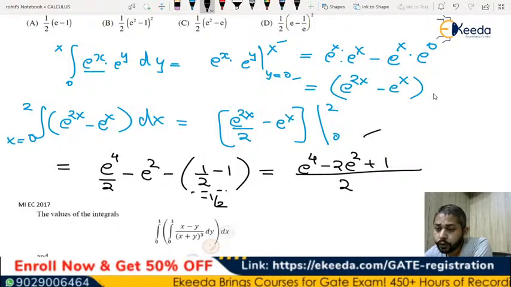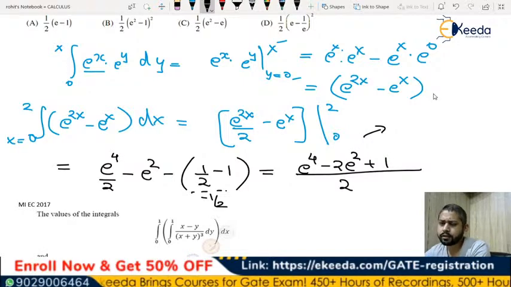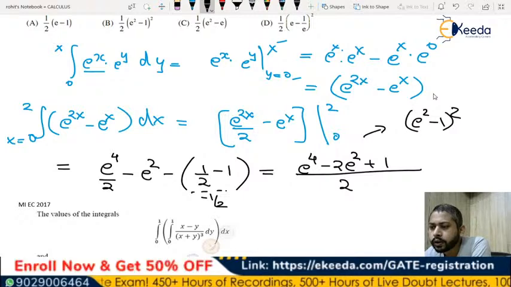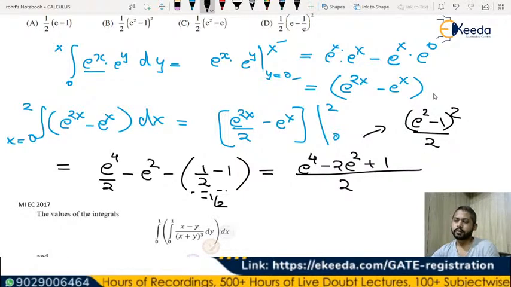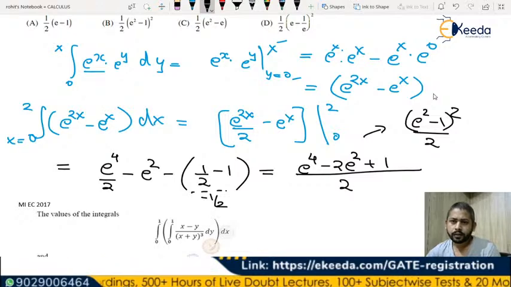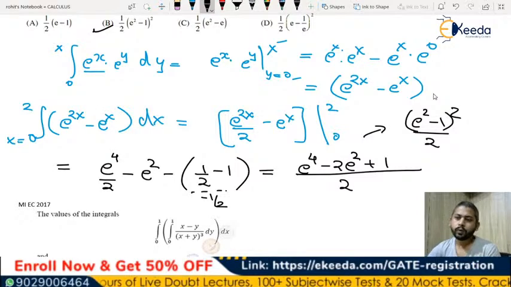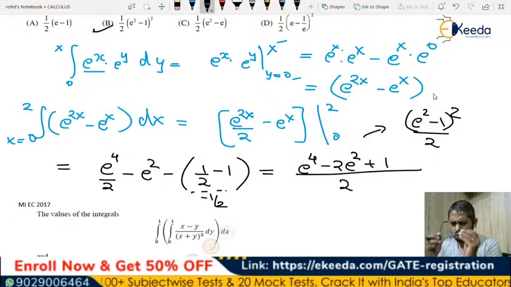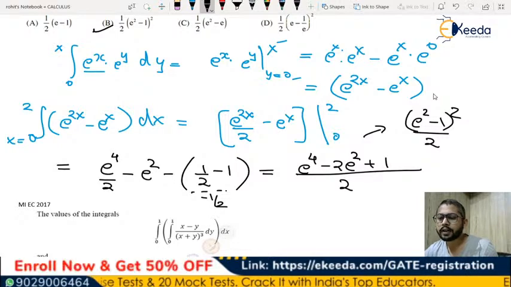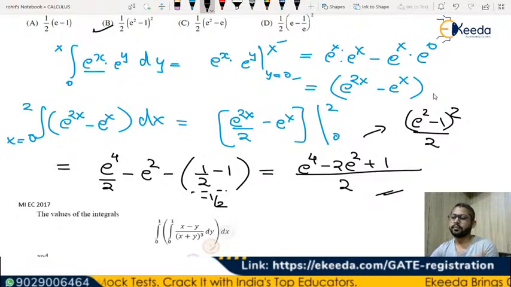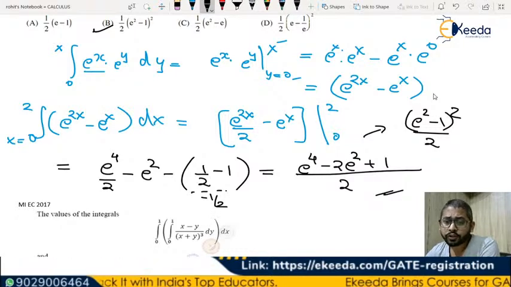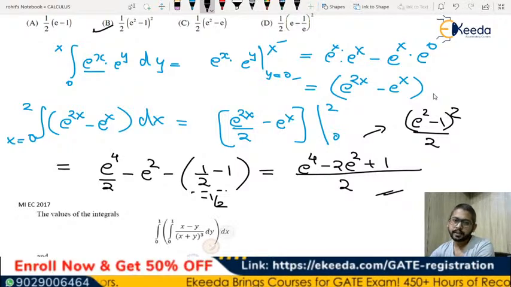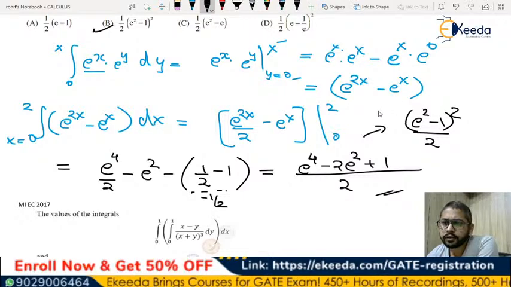And if you want, you can manipulate or resolve this expression, and it will become (e square minus 1) whole square by 2. So this is what they want, right? If you see the options, option B is exactly the same. So even after finding the limits, you had to manipulate it as per the options, which is required some of the time. So this is how you evaluate a double integration, considering one variable at a time and then the second one. Fine, I think this is good.